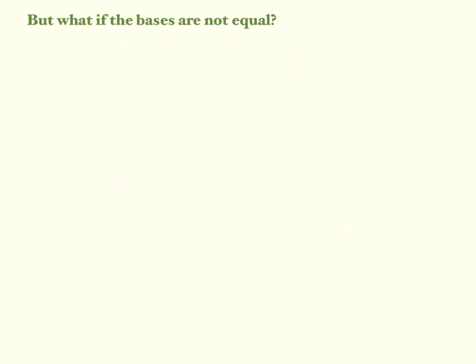But what if the bases are not equal, you say? Here I give you 7 to the x power equals 49 squared. The 7 and the 49 don't match. So the trick is, you change them. You change one or both of the numbers so that it is a power with the same base. So I know that 49 is equal to 7 squared. So I'm going to have 7 to the x power equals 7 squared to the second power.